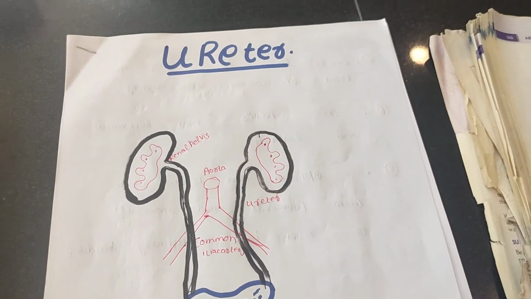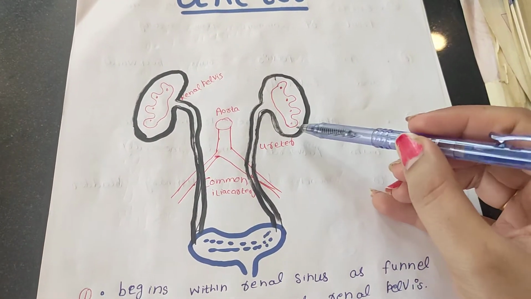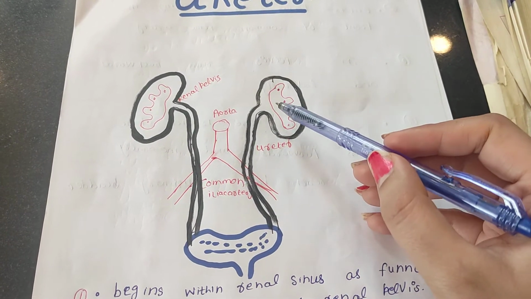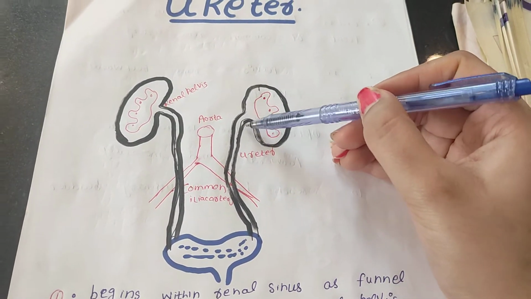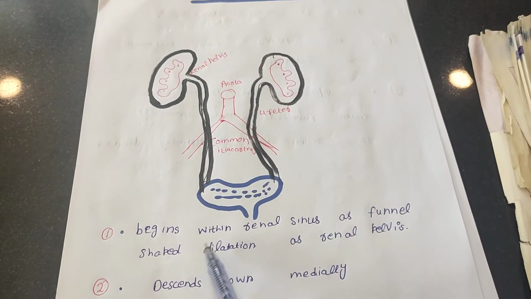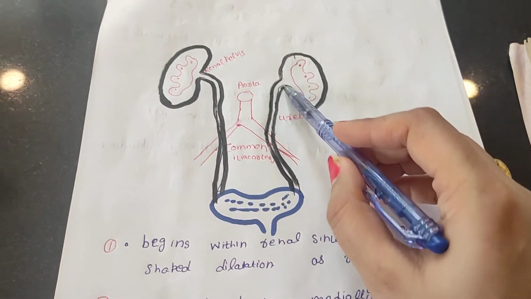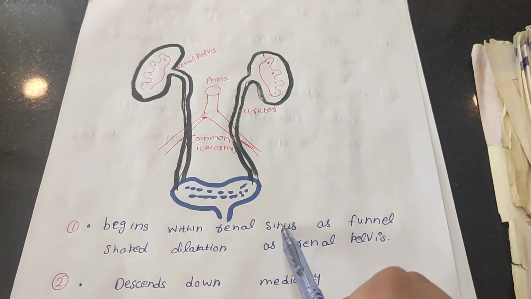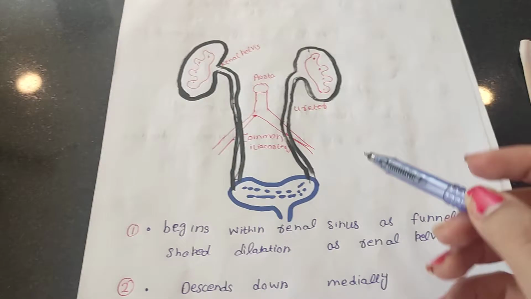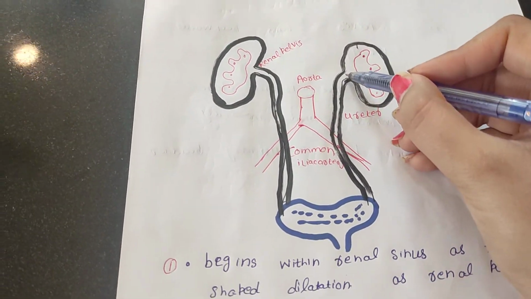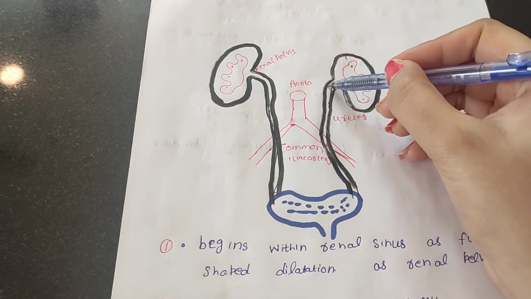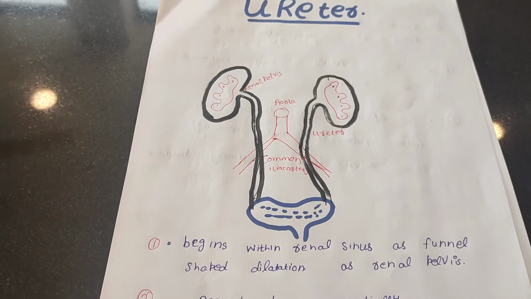So first of all, we need to see the course of the ureter. Ureters are elongated tube-like structures which arise from the hilum of the kidney and take all the urine towards the urinary bladder. So it begins within the renal sinus. This hilum and renal sinus are the same thing. It begins within the renal sinus as a funnel-shaped dilation, the renal pelvis. It starts here at the hilum of the kidney as a funnel-shaped dilatation and continues as the renal pelvis.